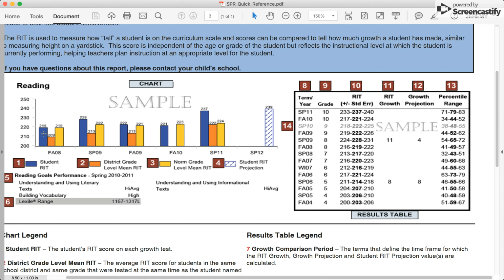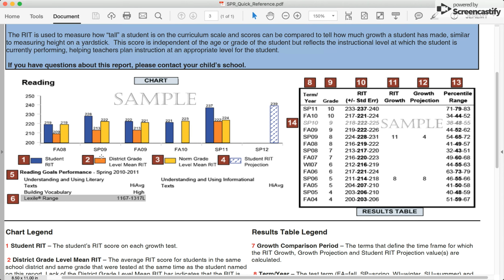Now, it's always interesting and important to see blue to blue to blue. How did your child fare in 08 compared to 09? Then fall of 09, fall of 2010. The goal is the RIT score should be going up each time, or it should be trending up at least.